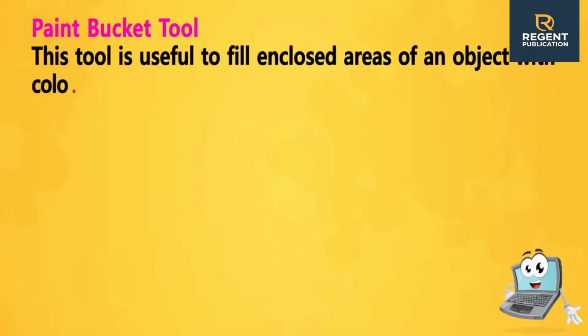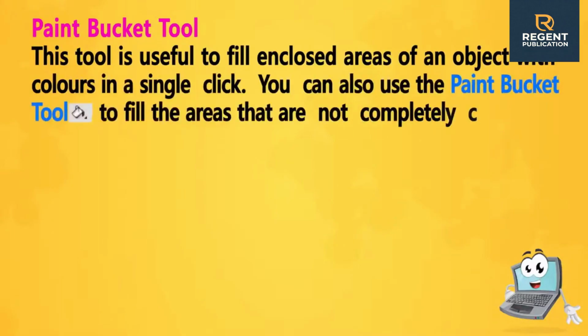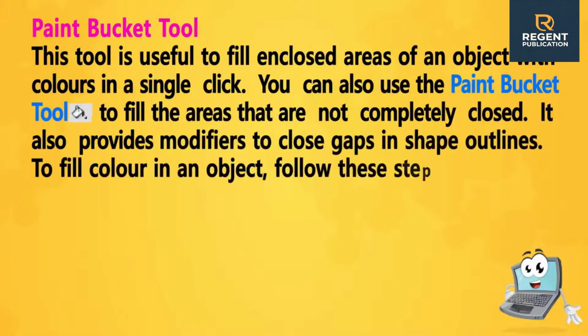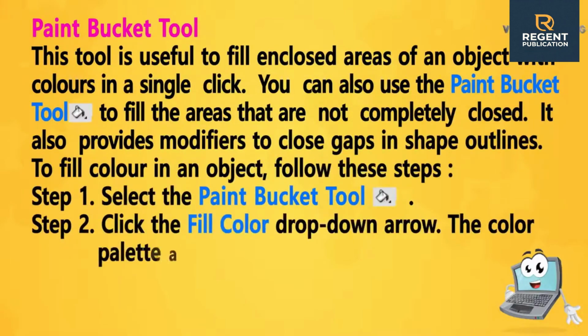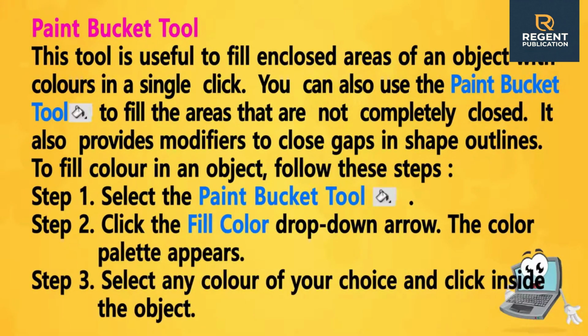Paint bucket tool. This tool is useful to fill enclosed areas of an object with colors in a single click. You can also use the paint bucket tool to fill the areas that are not completely closed. It also provides modifiers to close gaps in shape outlines.